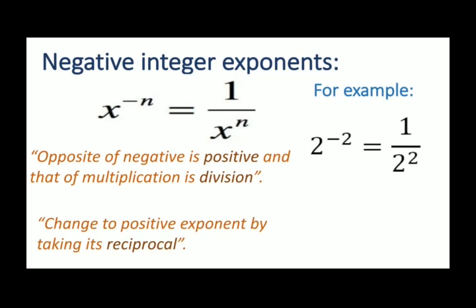Let's look at another example. If you have 5 power negative 2, you just have to take the reciprocal of 5, which is 1 by 5, and change the negative exponent to a positive exponent, which is 1 by 5 square, which is nothing but 1 by 25. So we learned about powers and exponents.